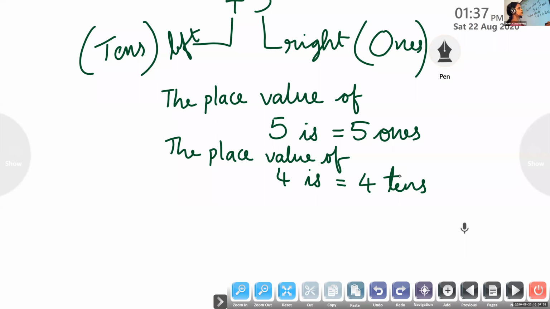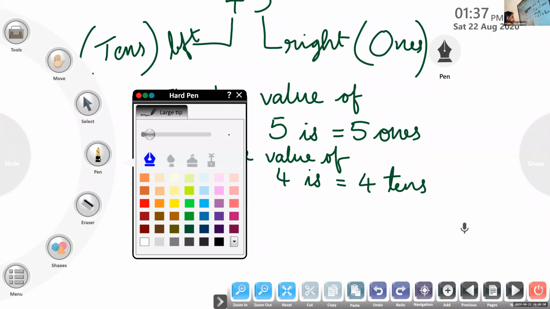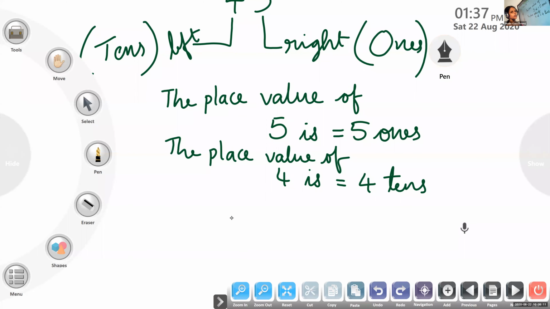Now I will ask one. Maithili, tell me one two-digit number. 45? 34? No, no. Any other number? We have numbers from 10 to 99. Any one number having two digits.